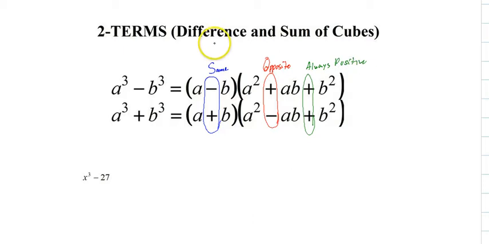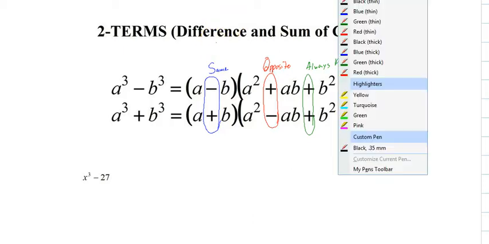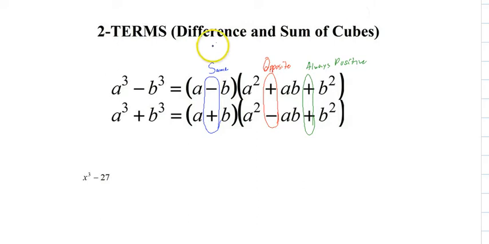And if you notice, it spells something. It spells soap. So our signs are based on soap. Same, opposite, always positive. And then the other pattern is, you notice it's A, A, B, B. And then our first term in our trinomial is A times A, and then it's A times B, and then it's B times B. If you know the patterns behind these, you don't have to memorize the formula.